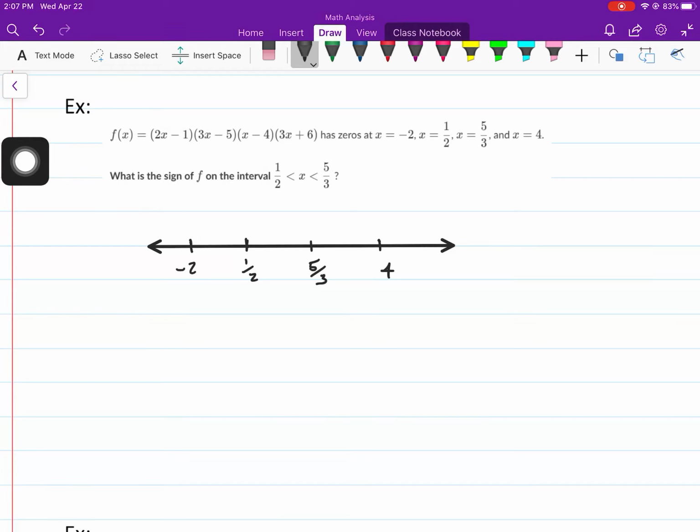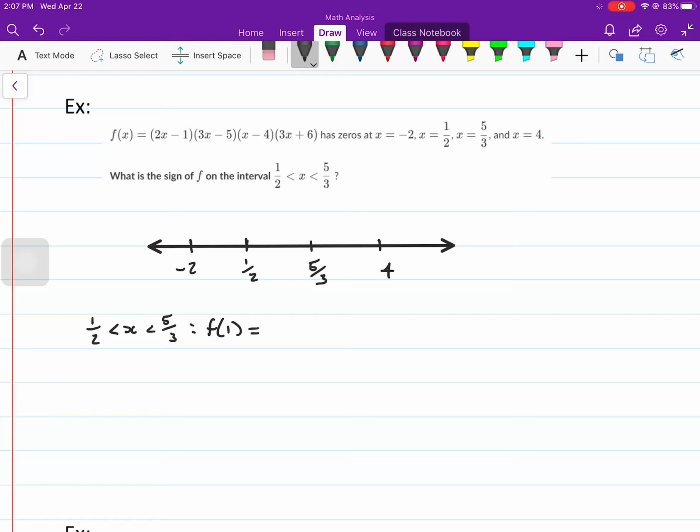So what's the number between 1/2 and 5/3? The number 1. Think about that. 5/3 is greater than 1 because it's 1 and 2/3, and 1 is also greater than 1/2. So it's right in between there. So I'm going to plug in a 1. So f of 1. And just so you know, I'm testing this interval, 1/2 less than x less than 5/3.